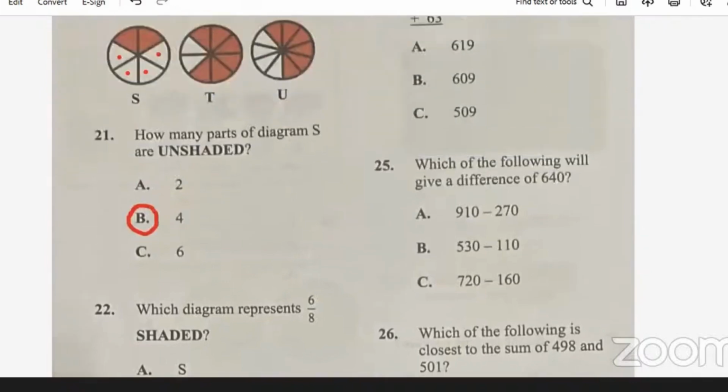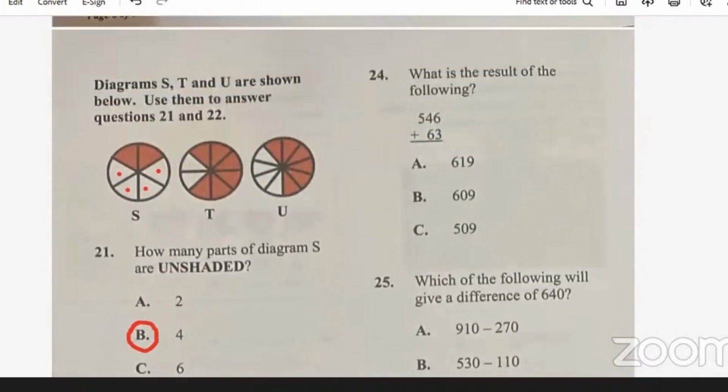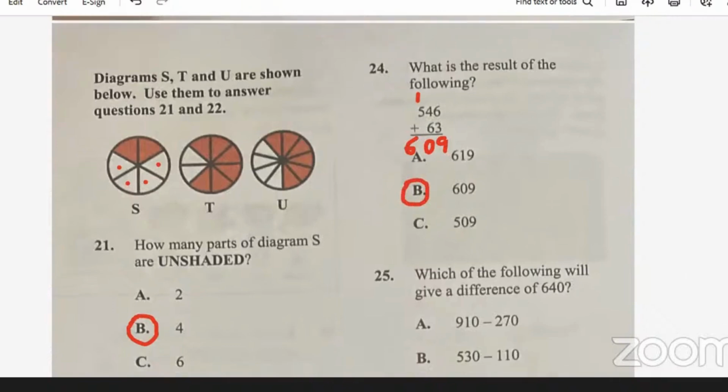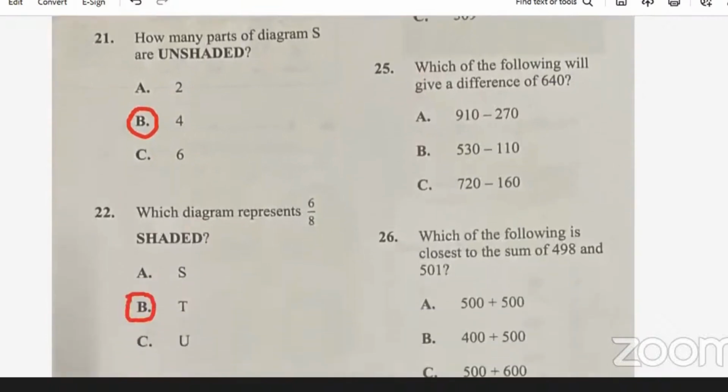Okay, so question 24. What is the result of the following? 546 plus 63. So when we add these two numbers together, 6 plus 3, that's 9. 6 and 4, that's 10. 1 plus 5, that's 6. So the answer is B, 609. All right, so let's get to question 25.